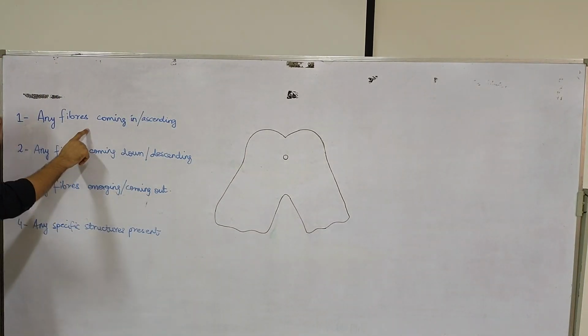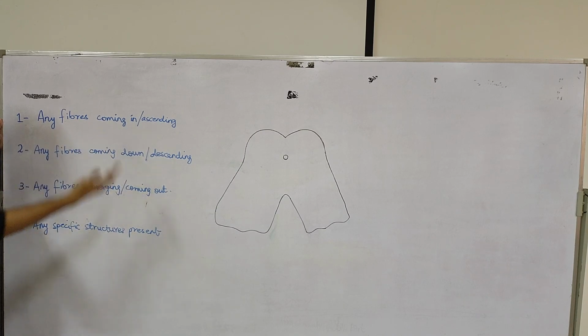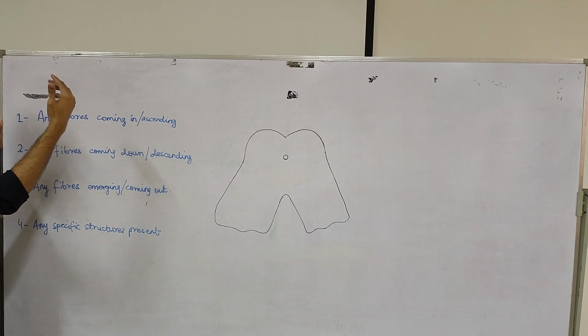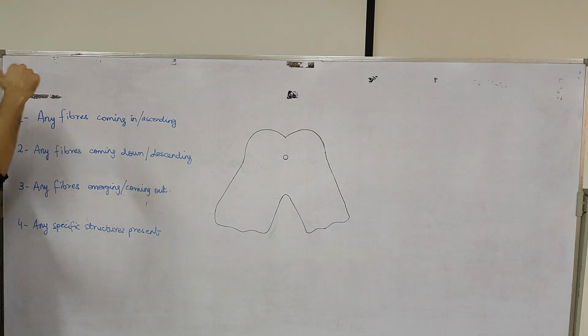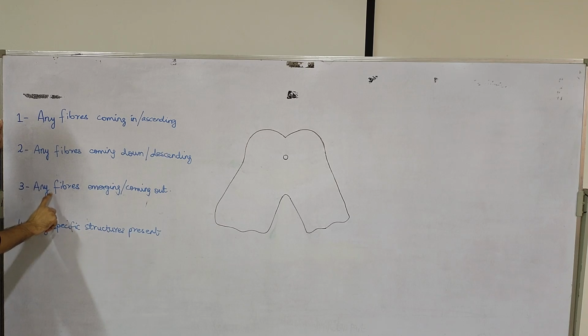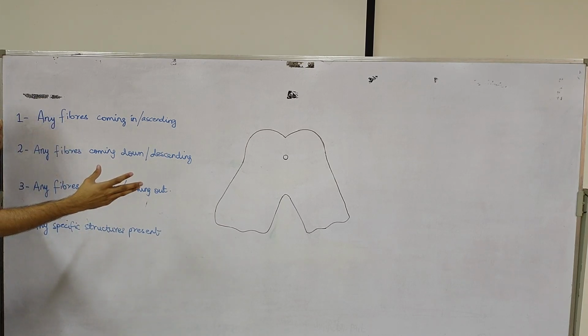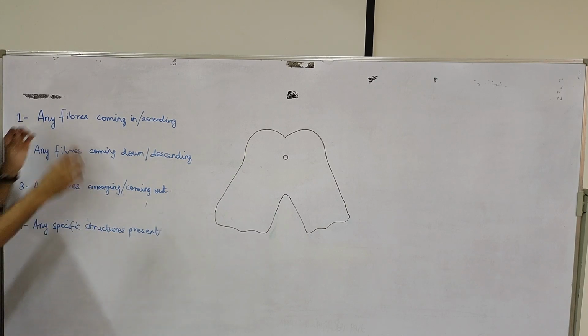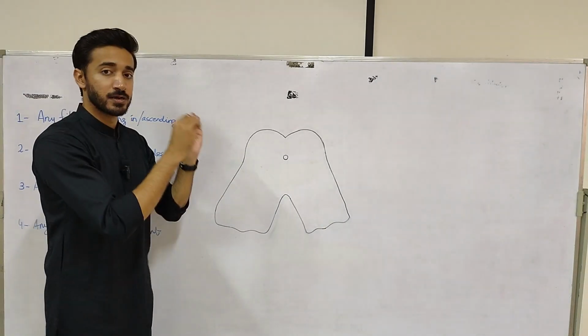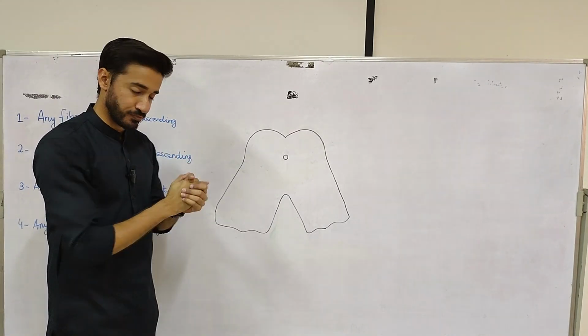So the first thing is any ascending fibers or tracts that are going through that part of the brainstem, any descending fibers or motor tracts that are passing through that part of the brainstem, then any fibers coming out or emerging from that specific part of the brainstem, and any characteristic features or structures that are present in that respective part of the brainstem.